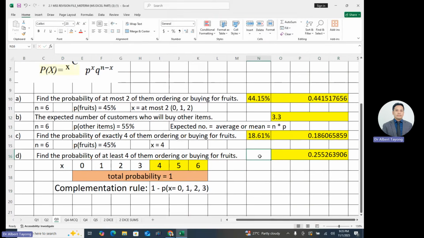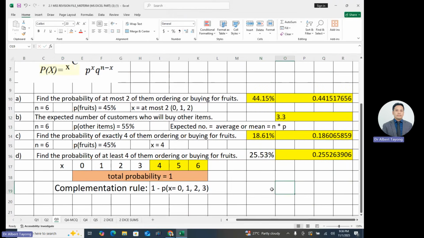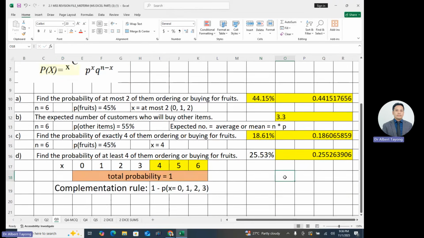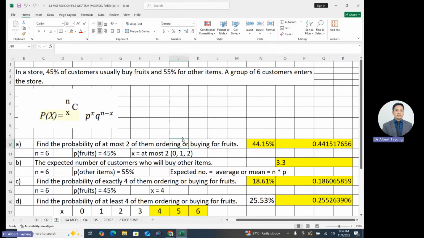All right, so we can change this to percent, equals this, and click percent, increase to 2 decimal places, 25.53. So please try to watch again this video for you to understand. Try to pause, rewind, forward to get the answers correctly.